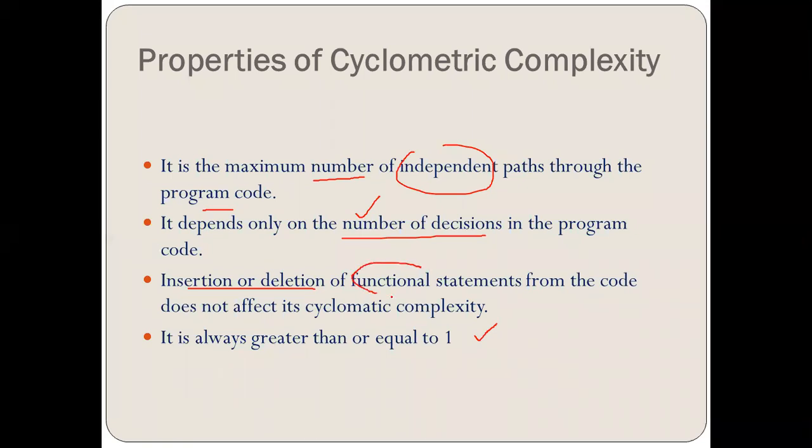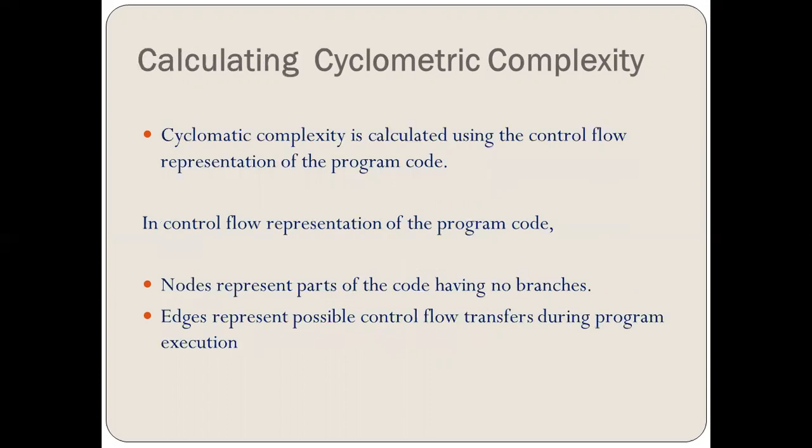If we have a functional statement, that means we do not have a conditional statement. If I delete or insert any new functional statement, it will not affect the cyclomatic complexity. But if I insert or delete a conditional statement, that is decisions, then it is going to affect the cyclomatic complexity. Let's see, cyclomatic complexity is calculated using the control flow graph representation of the program code. That means whenever the program code is given, I have to convert this program code into a control flow graph, and then I have to calculate the cyclomatic complexity.